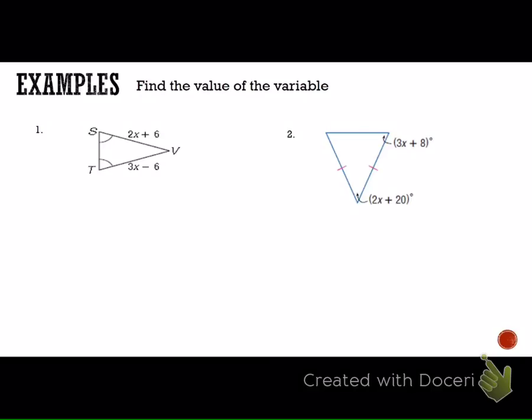All right. So, what would I do here? Who can tell me what I would do based on what I just found out? We know if angles, then what? What two sides are congruent? Okay, so if two things are congruent, we know that they are equal. So we can say 2x plus 6 equals 3x minus 6.